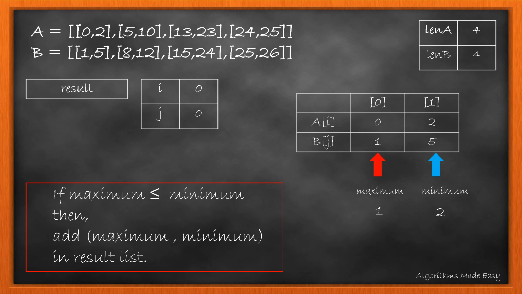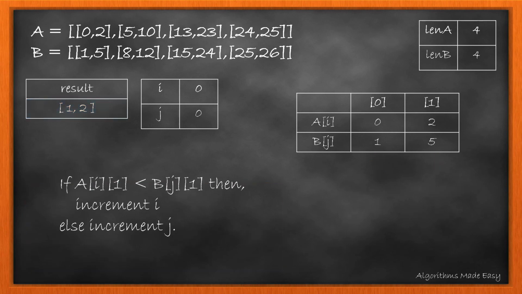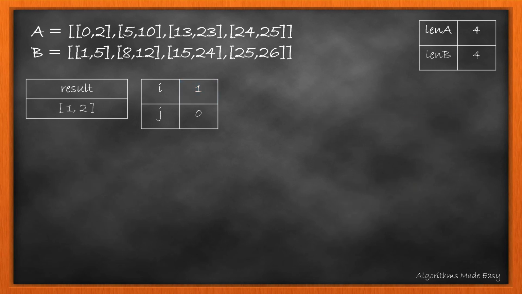Now we check if we can add the range in the result list. As 1 is less than 2, we add 1, 2 into the result list. Now we check the second condition, where we compare the index 1 values of both A and B. As we see that 2 is less than 5, it satisfies our condition and so we increment i. This completes our first iteration.